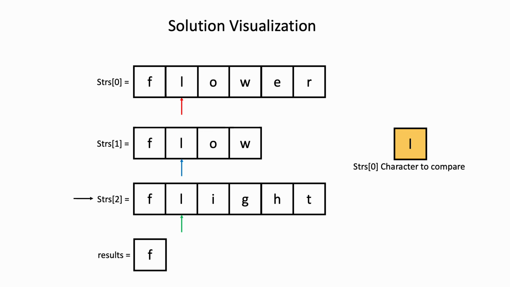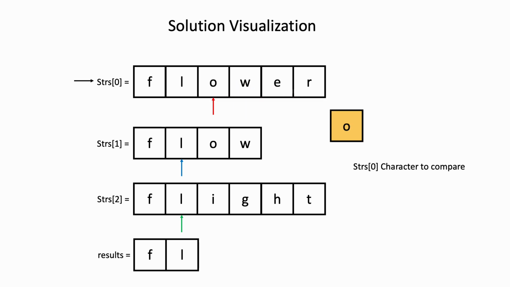We increment the green pointer to compare the second element of strs[2]. The value matches, so we append its value to the results array. Next, we compare the third element of all the strings. We increment the red pointer. This element will now become the new character to compare.